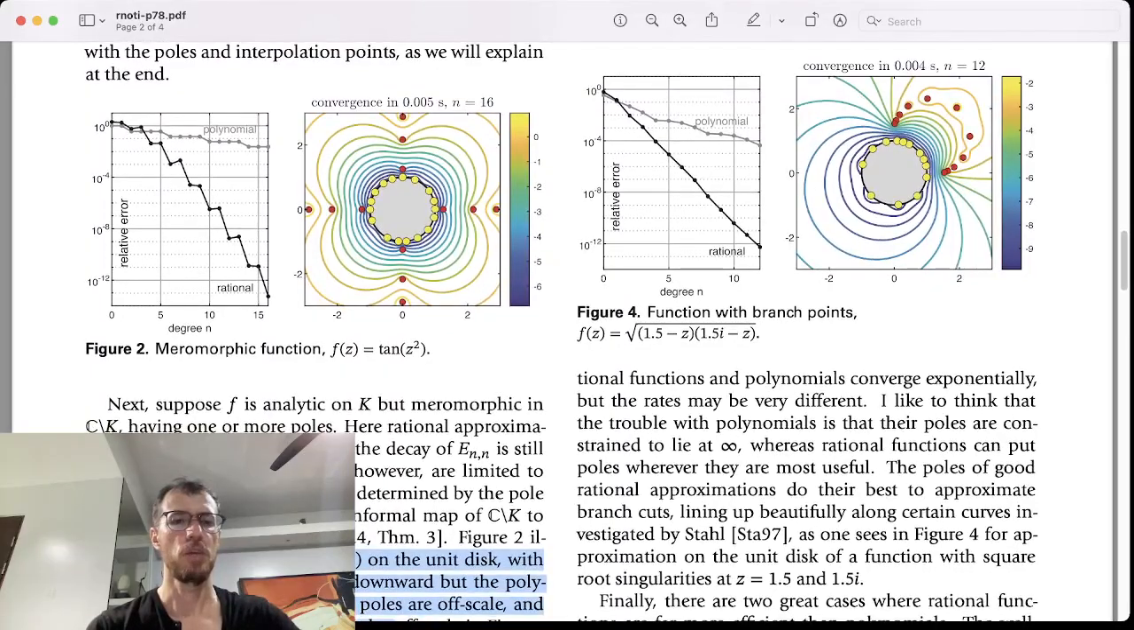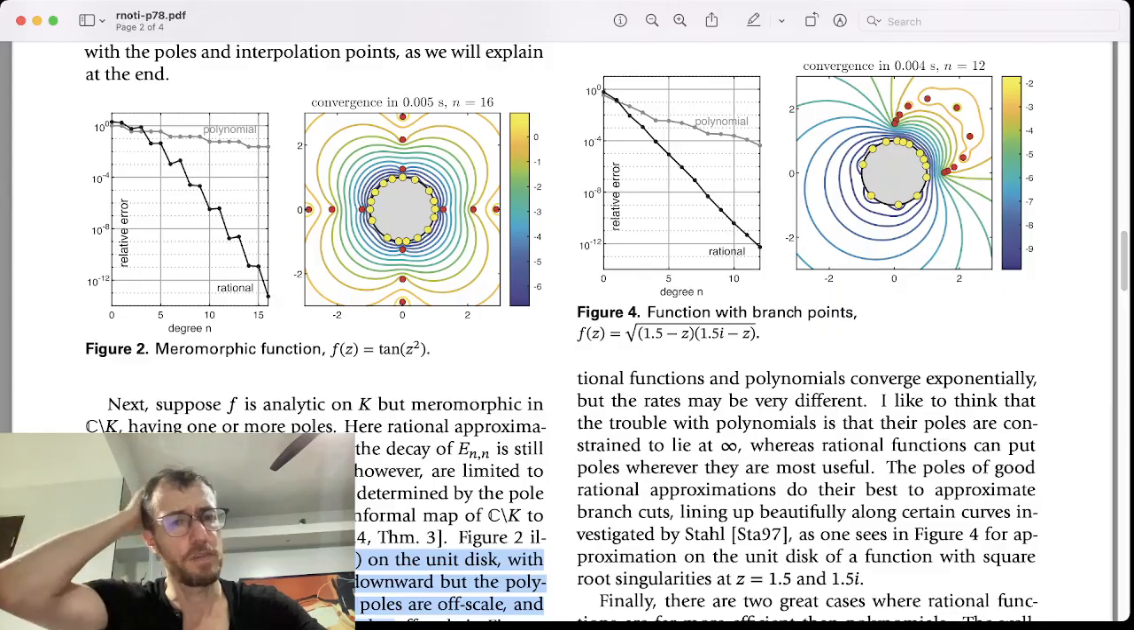The caption says, meromorphic function f of z equals tangent of z squared. On the left side, we see that the polynomial approximation suffers diminishing returns as we increase n, whereas the fraction of polynomials basically gets better and better, although, interestingly, not perfectly monotonically so. Anyway, on the right side, we see the function that is trying to be approximated.